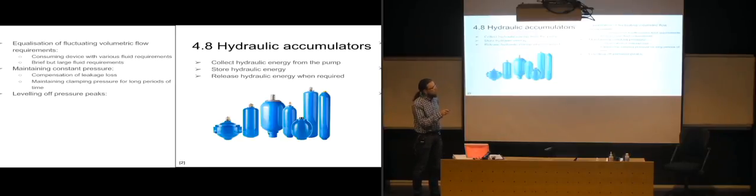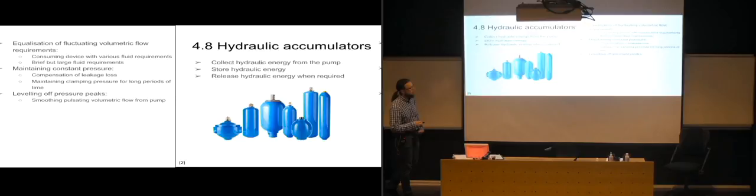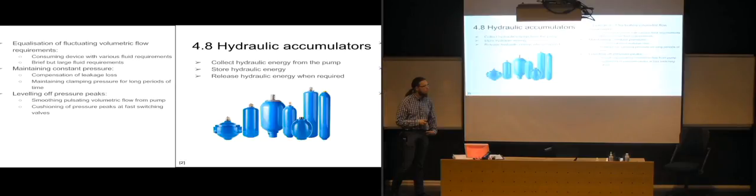So for these parts up here, most of the time the accumulator won't be shut off from the system. So it will continually be receiving flow from the system, and it will also be giving off flow every now and then when it's needed, so they are usually open to the system in this case. In the clamping scenario, it would most likely be shut off from the system if it's going to be used to maintain clamping pressure. It is also used to level off pressure peaks, so that if you get these pulses from the pump, you can level them off and get a smoother flow.